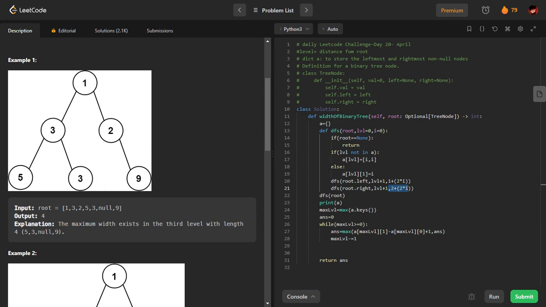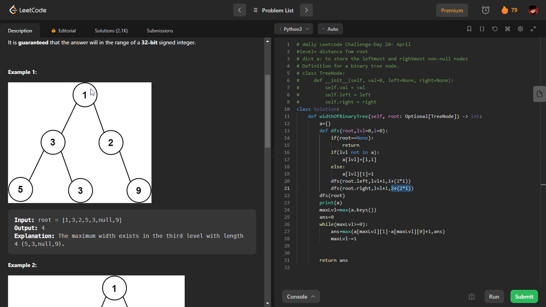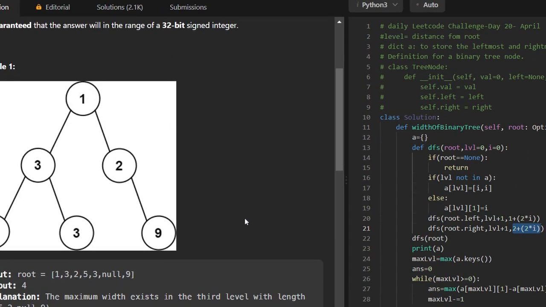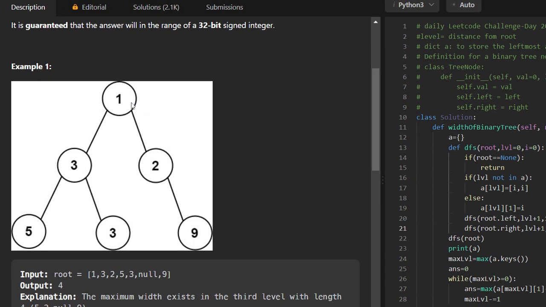Please pay attention. You will definitely understand what I'm saying. If my root is i, its left child will be 2i plus 1, and the right child will be 2i plus 2. Let us see how. I can't write and show you, but please pay attention. I'm sure you will understand.